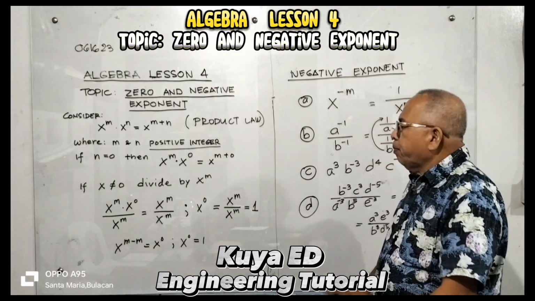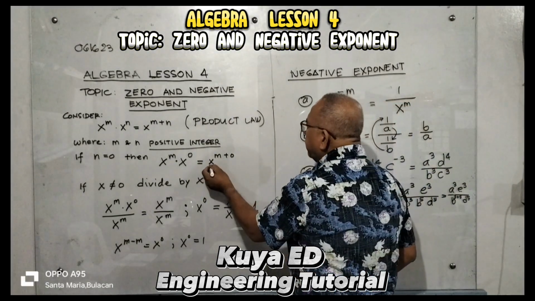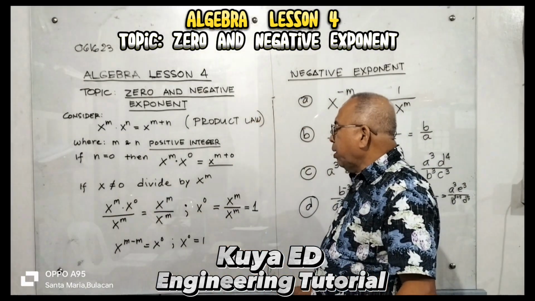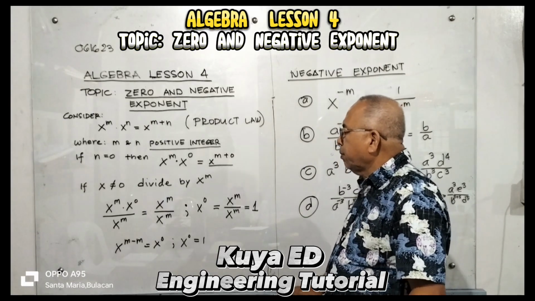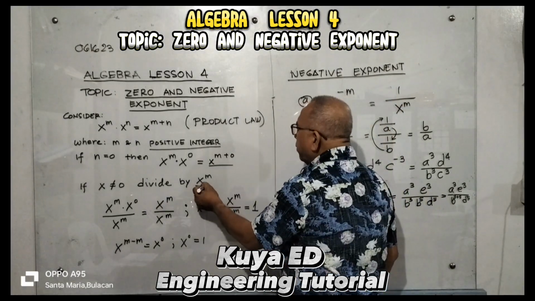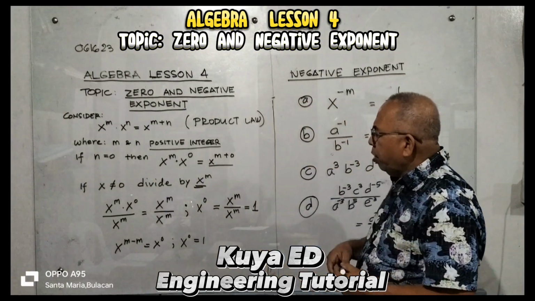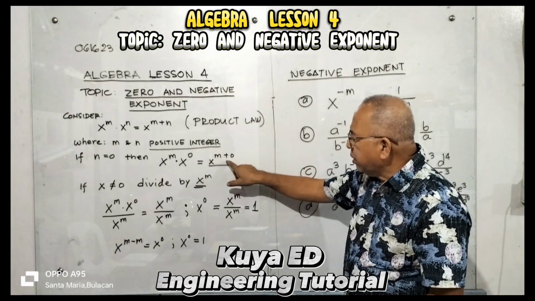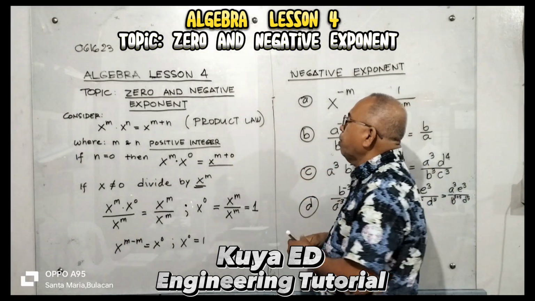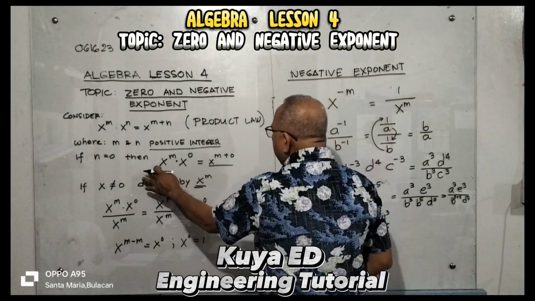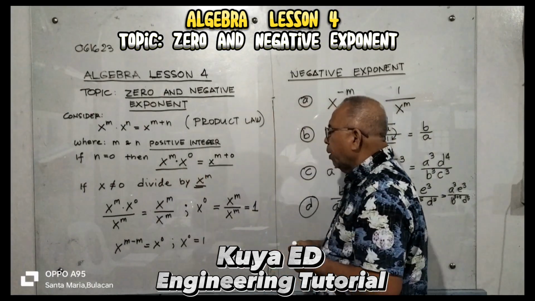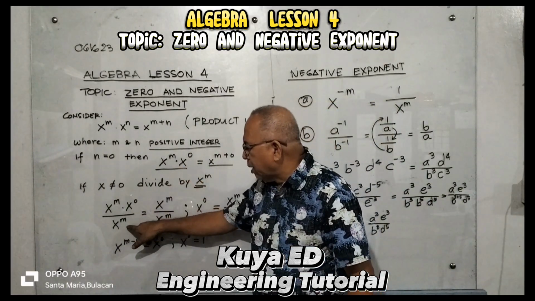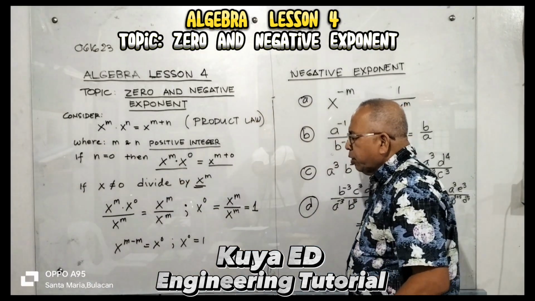Now, from this product here, if x is not 0, then we divide it by x to the m. If we will divide x to the m plus 0 by x to the m, we will be able to get this value.